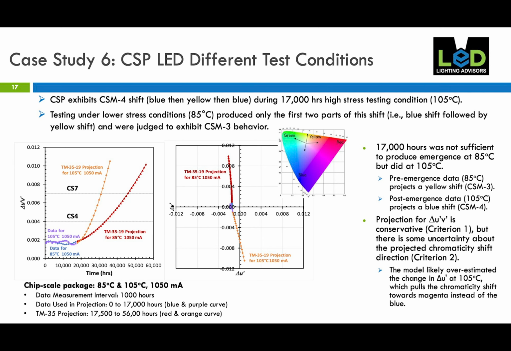So we see in this chart, and again, the projections are in red and orange and the data is in blue and purple, that we are seeing a conservative estimate for the projections, that we are reaching these color shift thresholds ahead of what the data predicts it to be. But we're failing criterion 2 for the color shift direction, because as the different stress conditions show, the 85C is projecting up to the yellow direction, and the 105C point is going down towards the magenta direction. So again, there's not consistency between these different stress points.